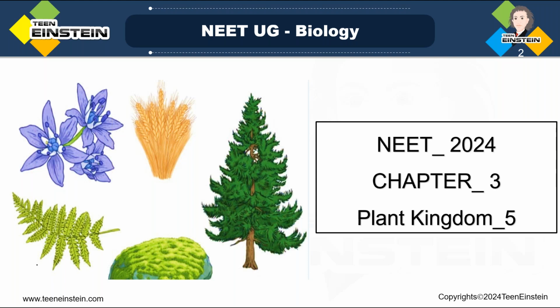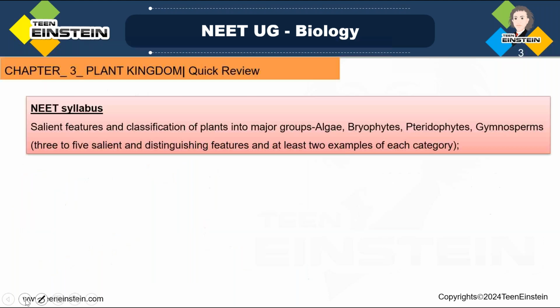So in the third chapter, we are going to part 5. In this NEET syllabus, you know that we have to learn about classification of plants into major groups like algae, bryophytes, pteridophytes, and gymnosperms. Here we have already covered algae, bryophytes, and pteridophytes. Next, we are moving to the little more advanced type of plants, which is gymnosperms.